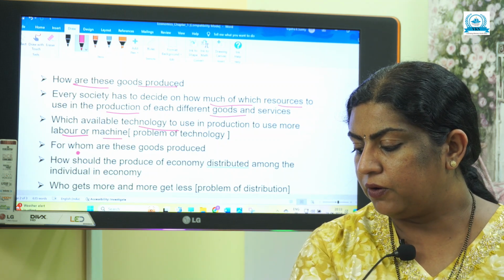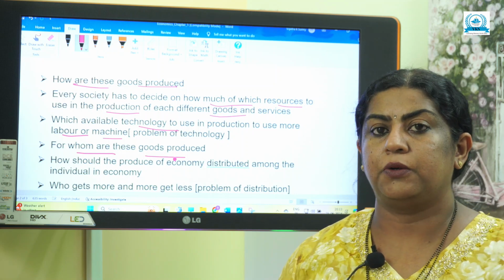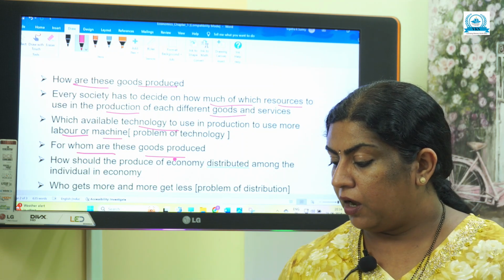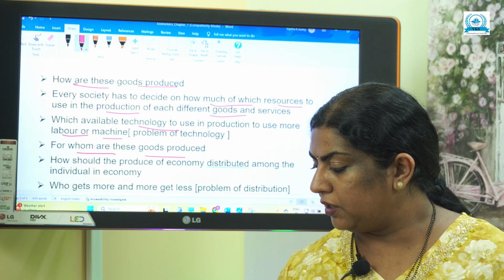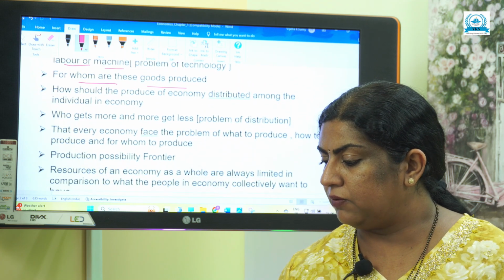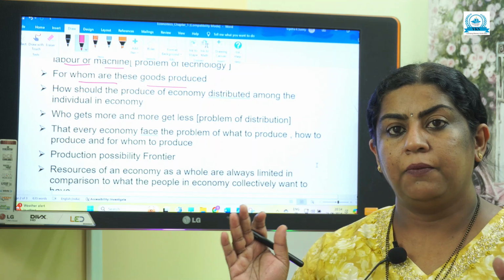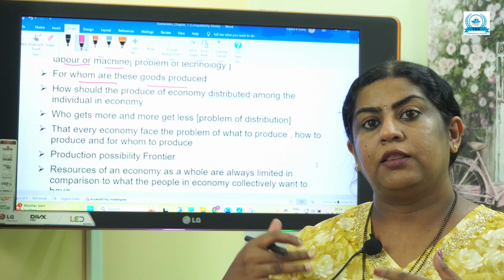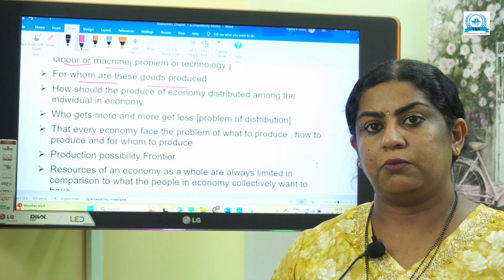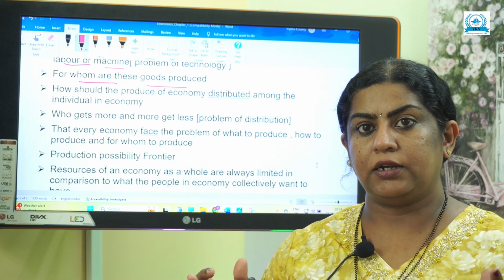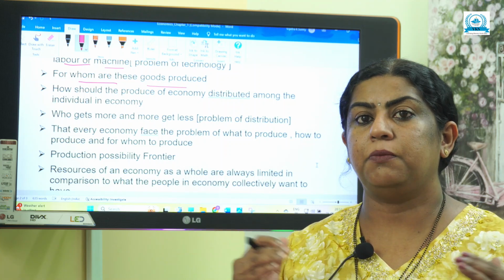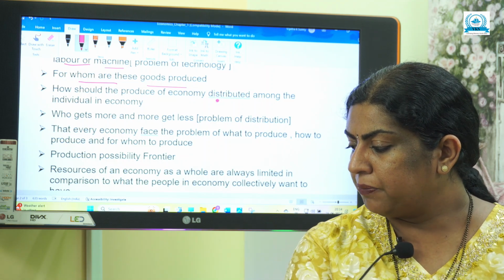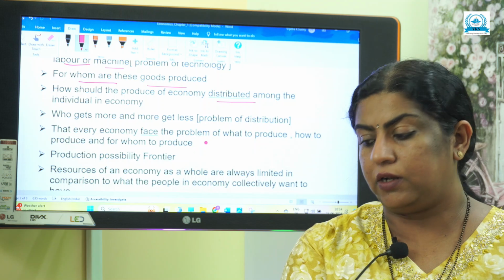The third problem is for whom are these goods produced? What to produce, how to produce, and for whom to produce. How should the produce of the economy be distributed among the individuals in the economy? For example, I have decided what to produce, how much to produce, and the technology to be used. Now finally when the product comes, how should it be distributed? For whom to produce?